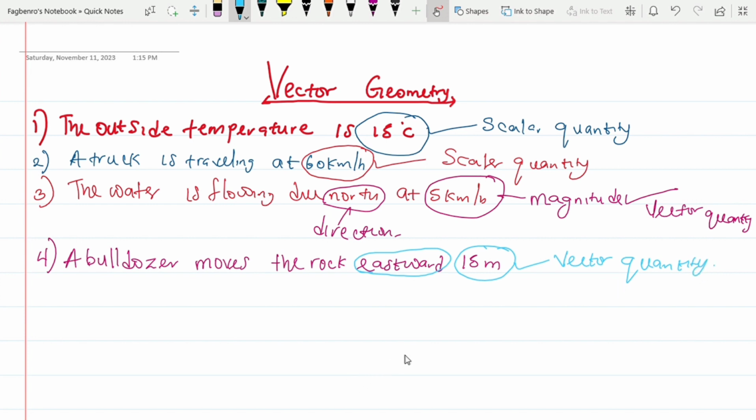This is how to know the type of quantity you have. In a vector quantity, you must have the direction and the magnitude. And a scalar quantity must have only magnitude but no direction. Let's move to representation of vectors.